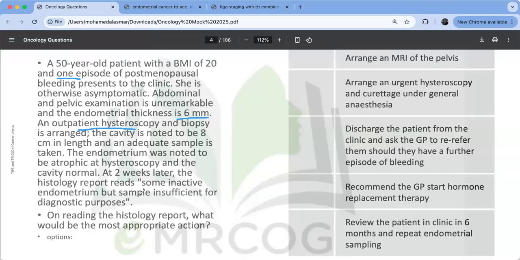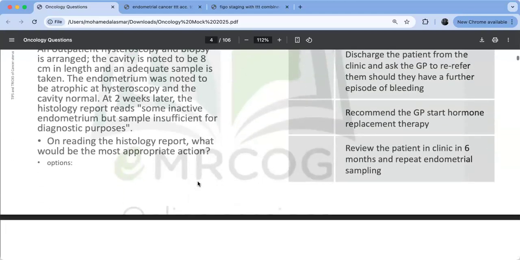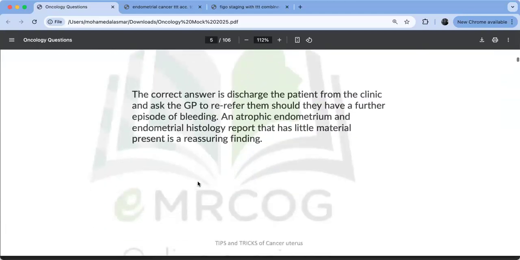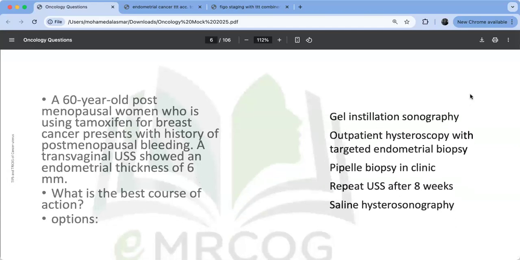So what happened is atrophic endometrium at the hysteroscopy. So do you still think that arranging another hysteroscopy will benefit? No? Okay. If the patient had a further episode, she will come back again, and in this case we can repeat the biopsy. Otherwise, if only one episode and atrophic endometrium, nothing to be done, especially in low risk patient.